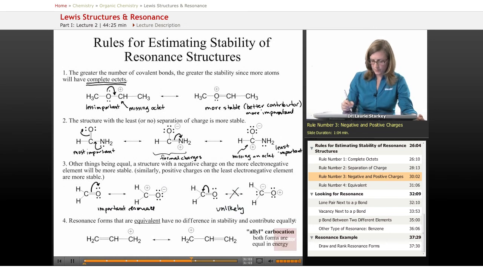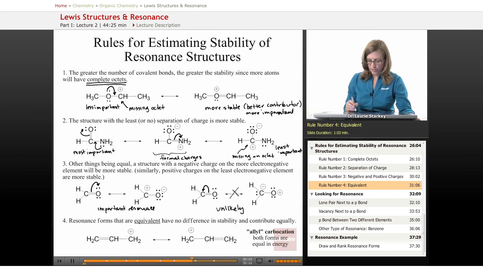And then finally, resonance forms that are equivalent have no difference in stability and contribute equally. So sometimes we might compare two resonance forms and not find any significant difference in their structure. For example, this guy is known as the allyl carbocation, and they both have one double bond and one carbon missing an octet, and so because they have equal features of stability, they're going to be equal in energy and therefore contribute equally to the resonance hybrid.